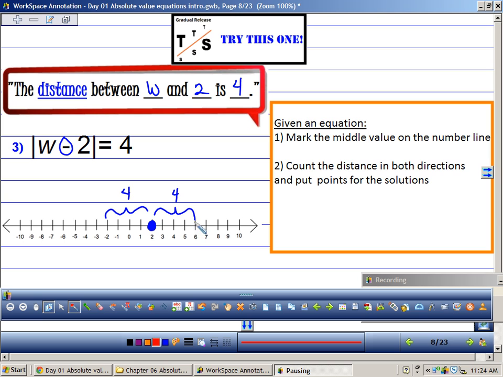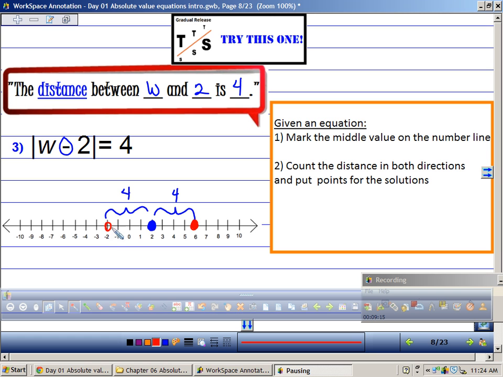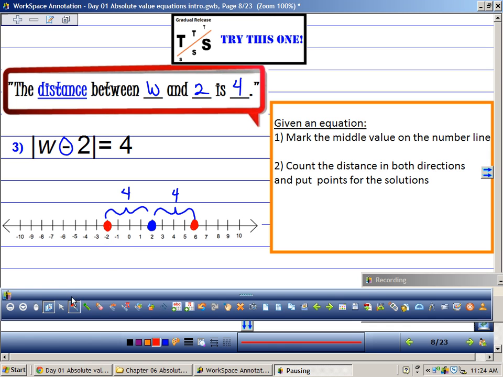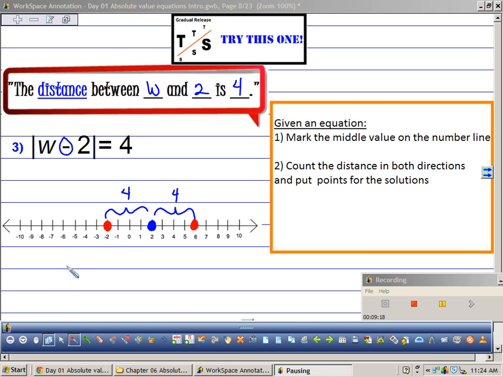What number is 4 away from 2? 6. What other number is 4 away from 2? -2. So my solutions are -2 and 6.